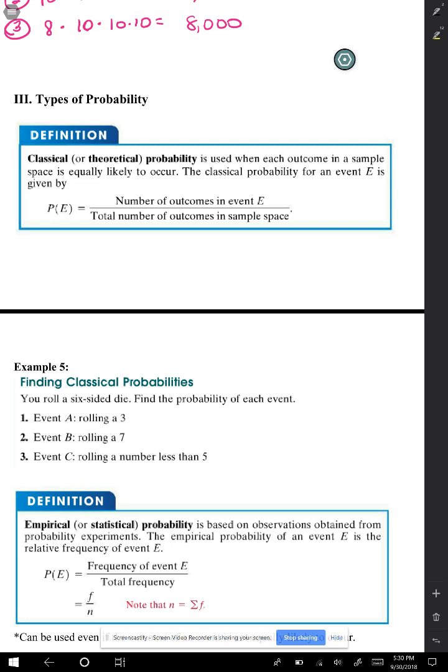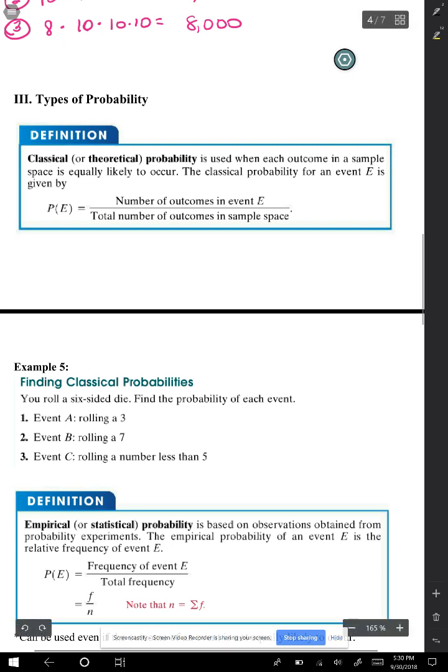But this would be when, say, you're rolling a die, then each number on the die is equally likely to occur. So typically you would say, well, there's a 1 in 6 chance of getting any one specific number. So that's theoretically what should happen. If you rolled it 6 times, theoretically, you would get each one of the numbers once. So theoretical probability is what you would expect to happen when events are equally likely to occur.